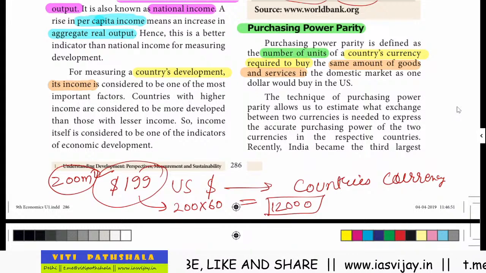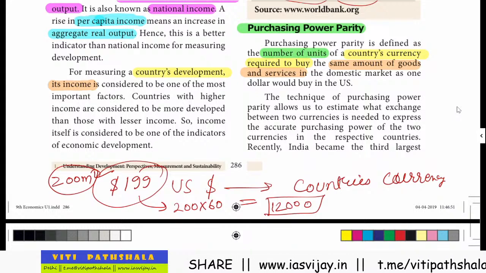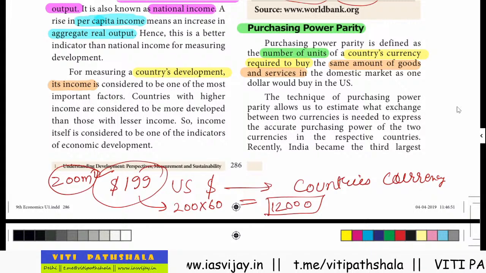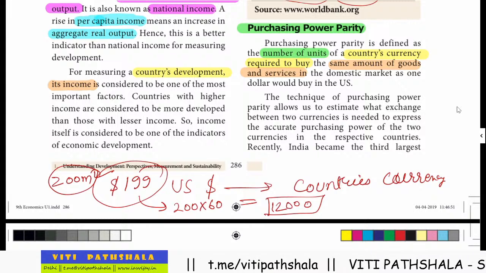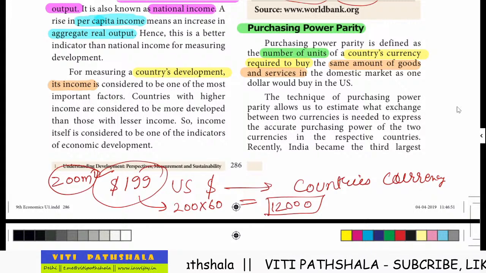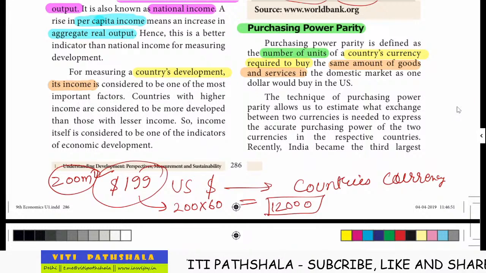So this is the purchasing power parity. Wait for Raja, the exam is coming. I have given an example. Wait for everything. Everything will be there.